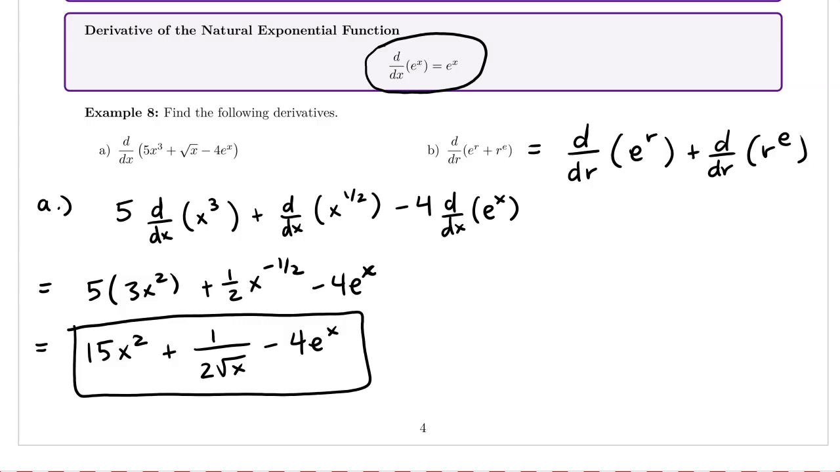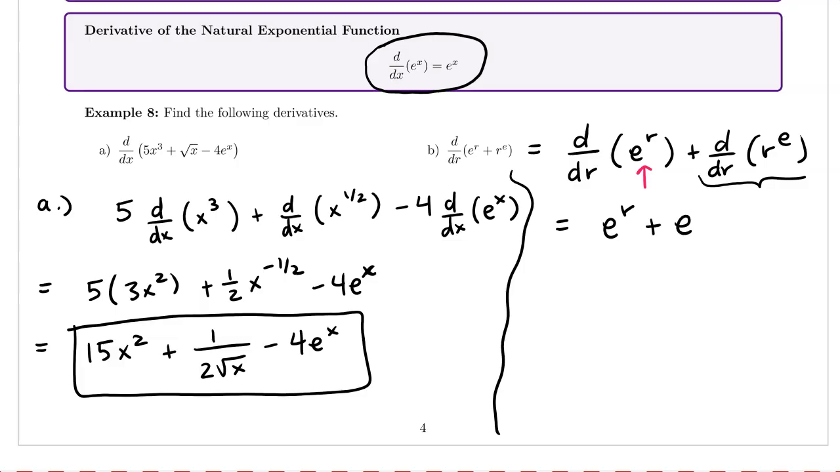Now the way that we're going to approach this is different, because here we have the natural exponential function. Instead of x, we have our input variable to be r, so its derivative is equal to e to the power of r. Now this second thing here, we have r, which is our variable, raised to a power of a constant. And so because e is a constant here, we would utilize the power rule.